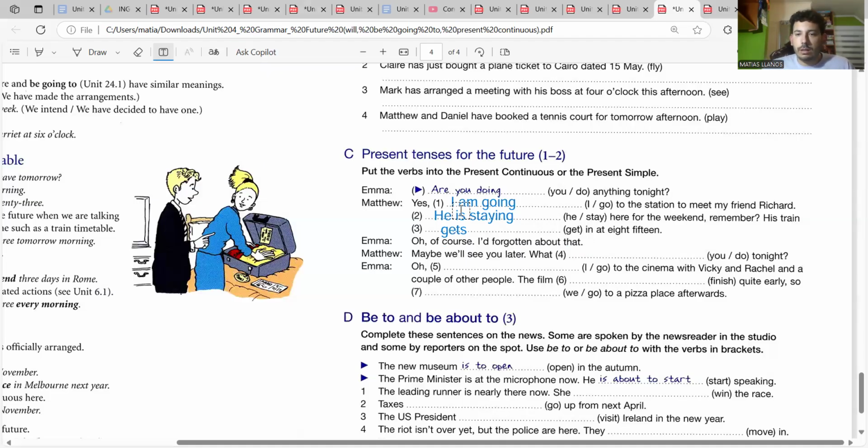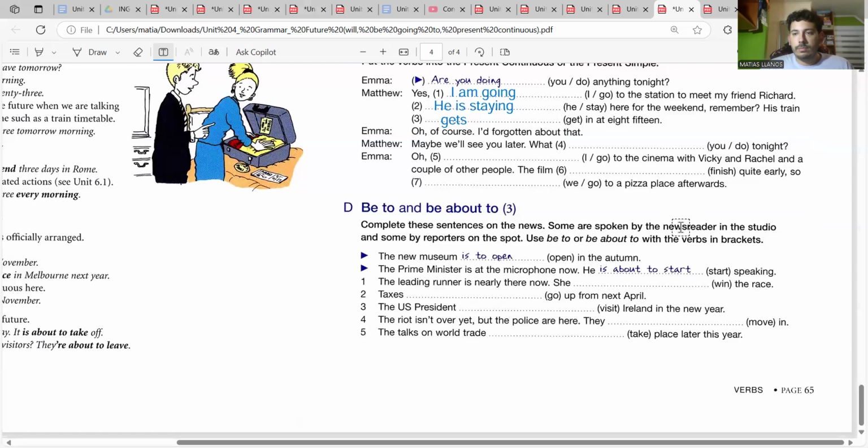Here I'm using the present continuous because this is an action that represents a time period that is happening now. And this one, he's staying for the weekend. It's a time period from here till the end of the week. And you do the rest of it. I did most of it.